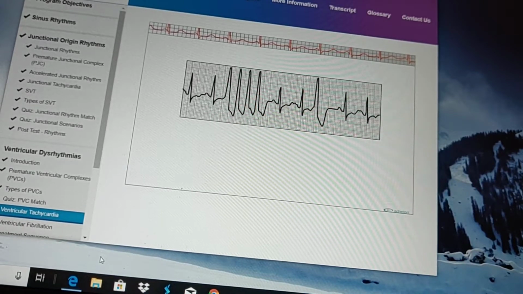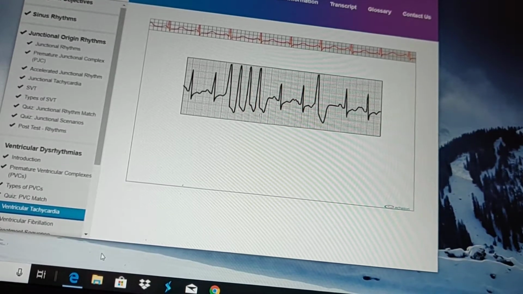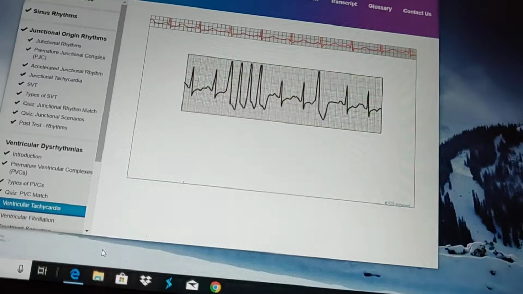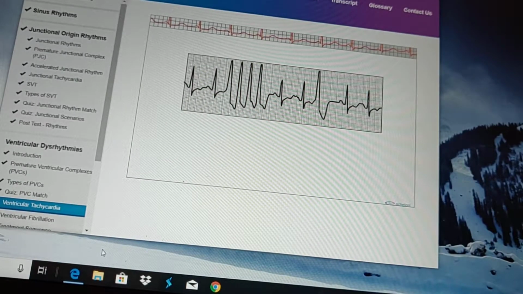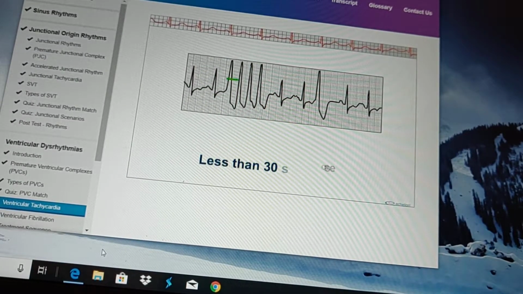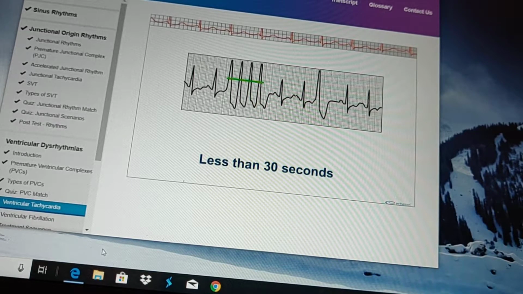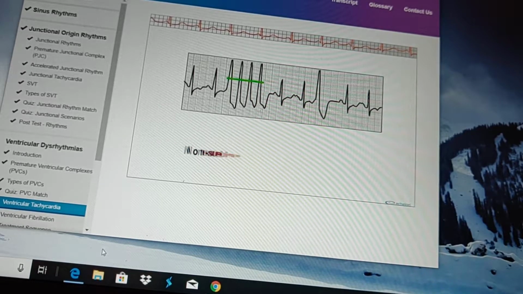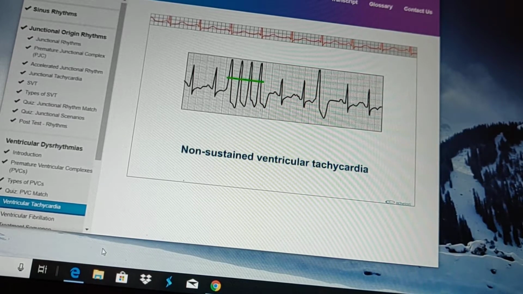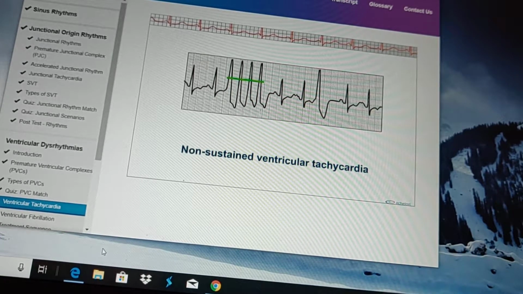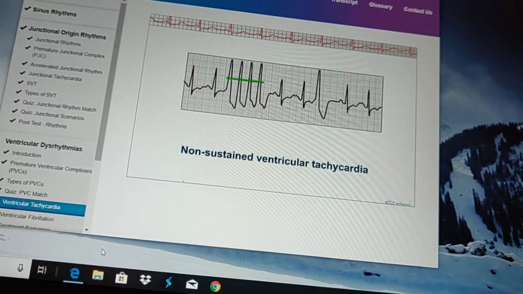Another thing to remember when identifying the problem is that it is possible for ventricular tachycardia to present for a brief time, less than 30 seconds, before it reverts to the prior rhythm. This is called non-sustained ventricular tachycardia. A sustained ventricular tachycardia lasts longer than 30 seconds.